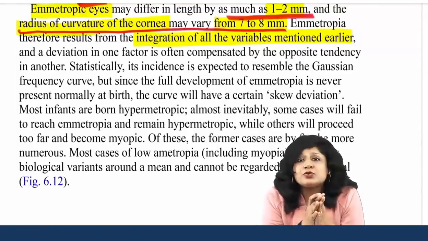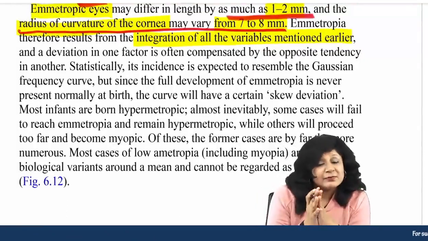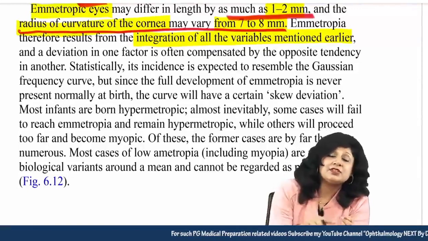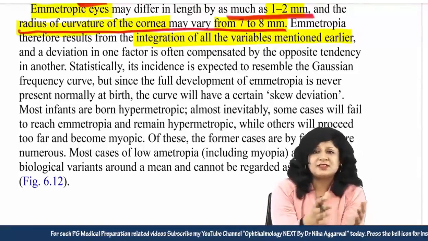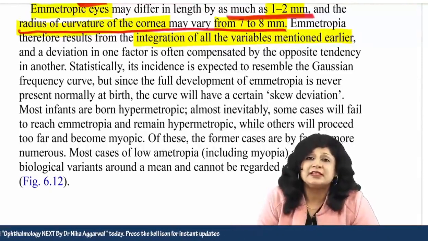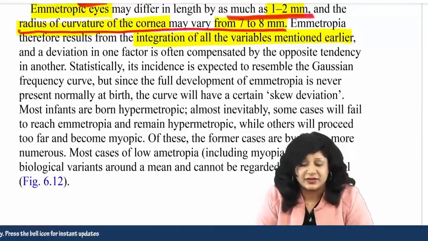So don't keep that notion in mind that if I have emmetropia in the person, then I will have perfect axial length, perfect radius of curvature, perfect refractive index, and all the other factors. You may have deviation of one or more factors, but yes, that will be compensated by the other variable.